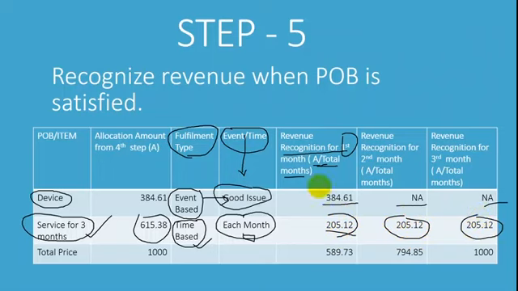So if you see, at the end of the first month, revenue recognition will be 589. End of the second month 784, like 589.73 plus 205.12. Then by the third month, 794.85 plus 205, so equal to 1000 rupees.